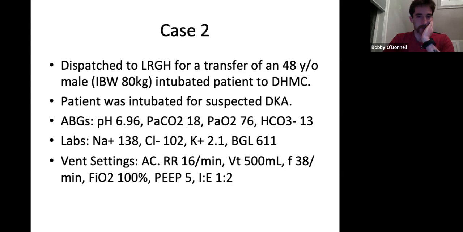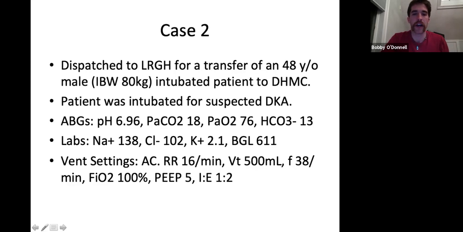Labs, just a really simple chem panel. The concerning numbers there are your K of 2.1 and your glucose of 611. So their vent settings here. The big thing I want to take away on this is the respiratory rate. Generally, we're not going to be intubating the DKA patient, because intubating a severe metabolic acidosis is a huge rabbit hole, and they always try to avoid it for one particular reason.